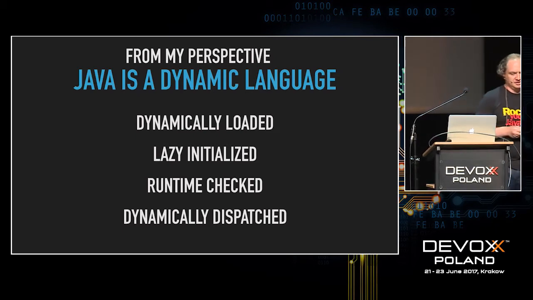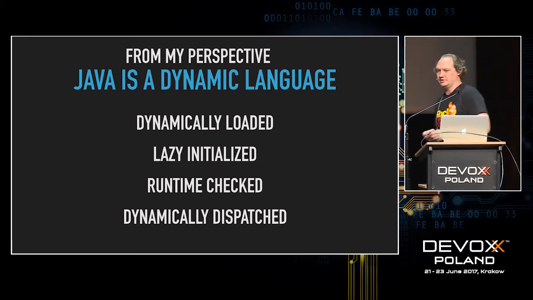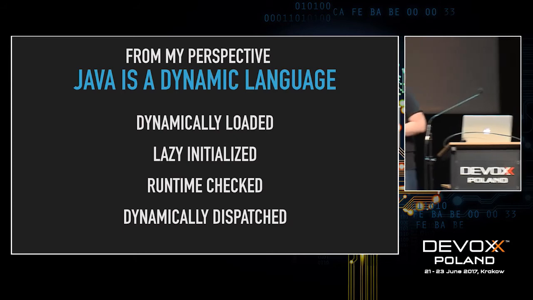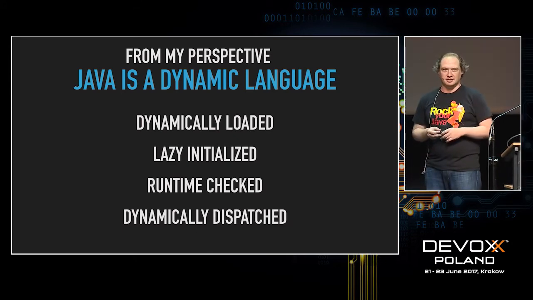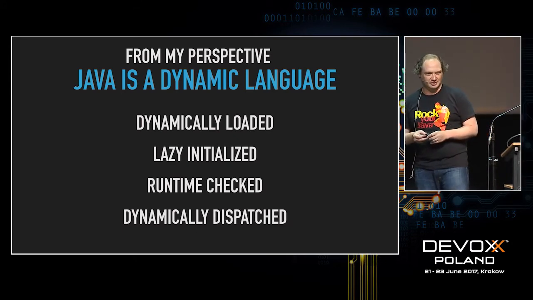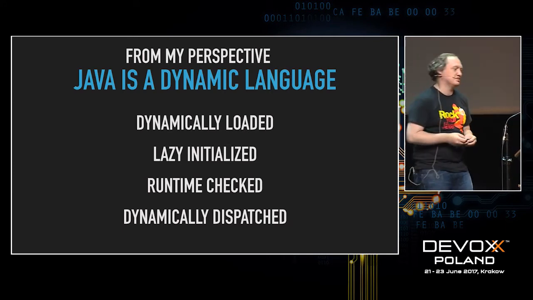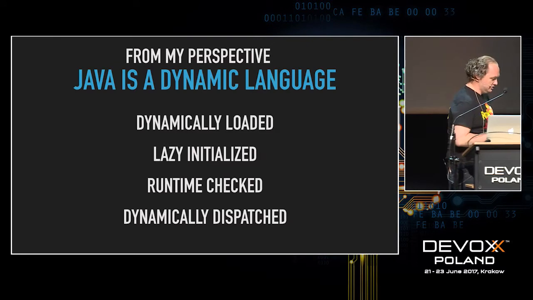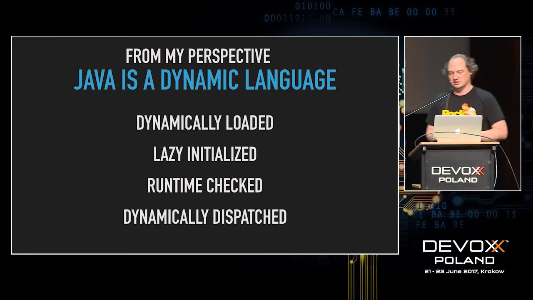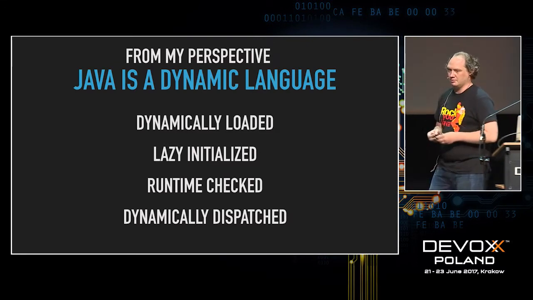But there's something more to this. From my perspective, Java is a dynamic language. I know you think I'm insane. You're like, Java has so much ceremony, it's static, I have to use this compiler. Oh my goodness, how could you call this a dynamic language? Well, think about it from my perspective.